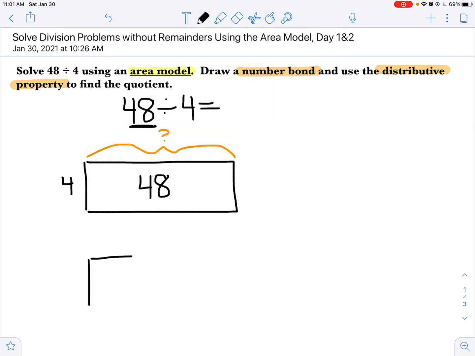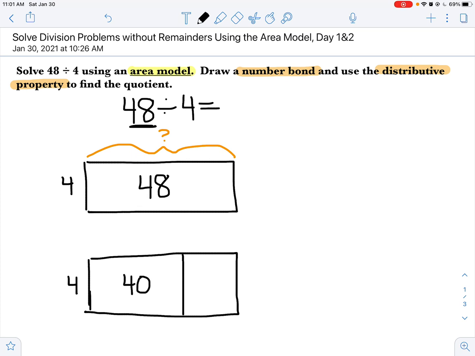Right below it, I'm going to draw another rectangle that's the same size and shape, approximately, and I'm going to label this side 4. But instead of putting 48 in the middle, I'm going to start thinking of how I can break 48 up into some different parts that are much easier to divide by 4. So I'm immediately thinking, I know 40 is divisible by 4 really easily, so I'm going to break up my area model. And I'm going to say this part is going to be 40. That leaves the other part to be 8 because 40 and 8 makes my total of 48.